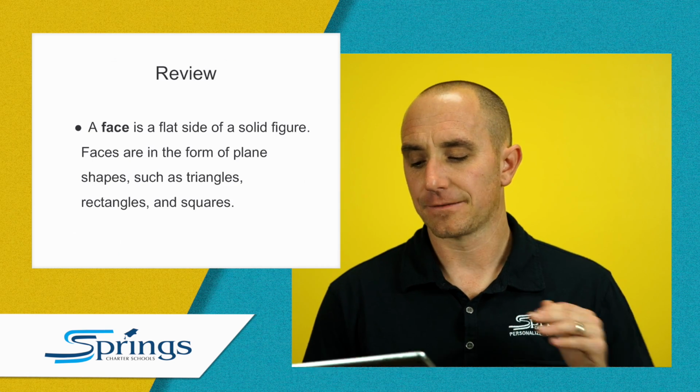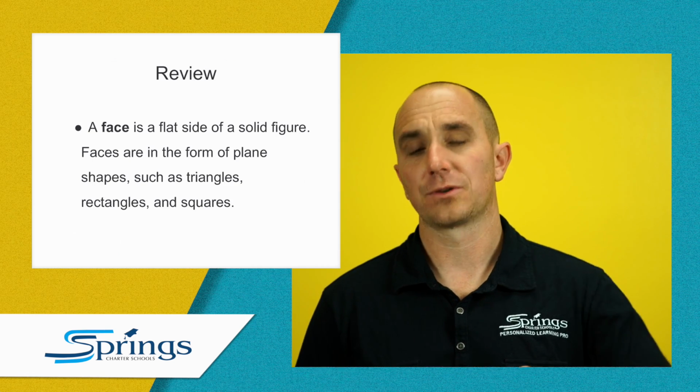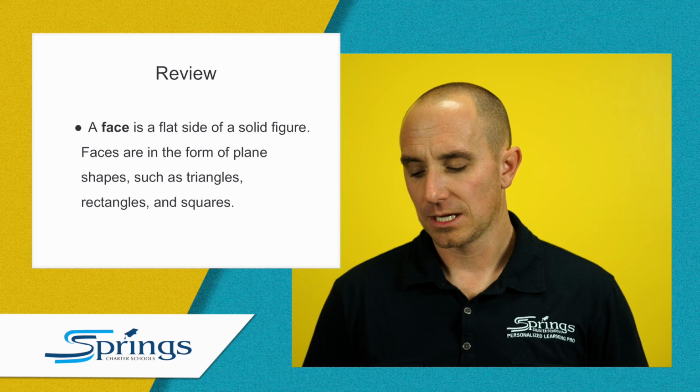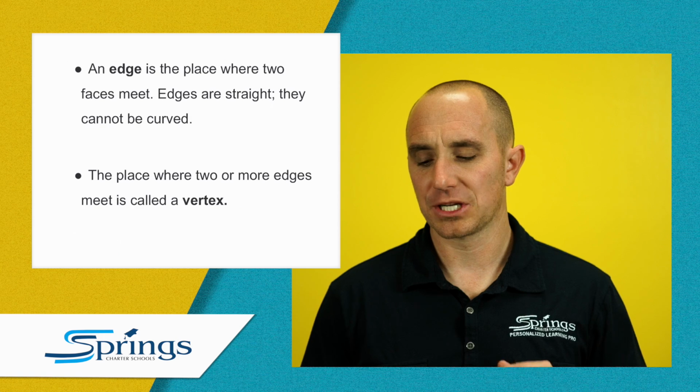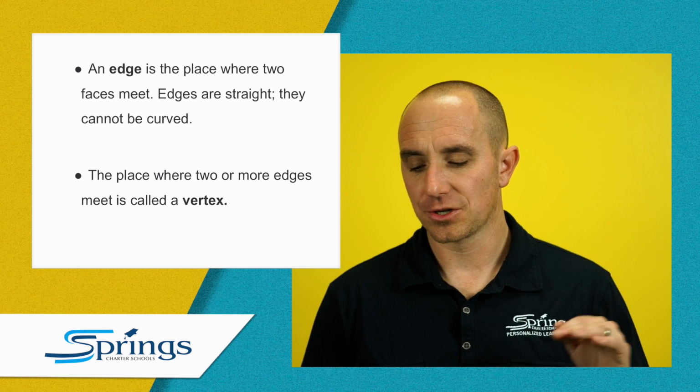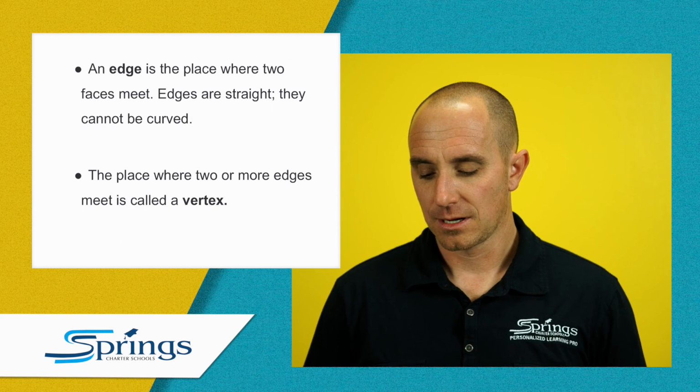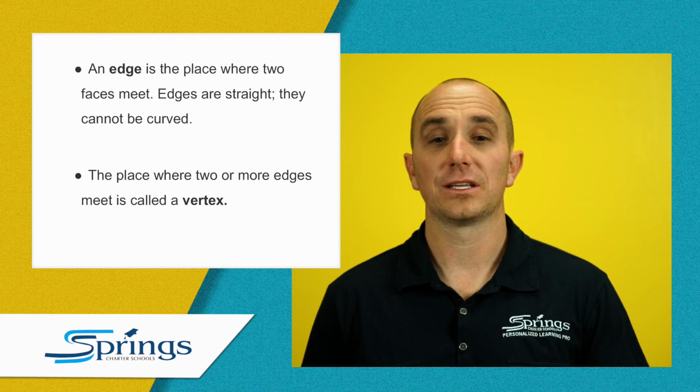Okay, so let's real quickly review and wrap up this first review. A face is a flat side of a solid figure. Faces are in the form of plane shapes, such as triangles, rectangles, and squares. An edge is a place where two faces meet. Edges are straight, they cannot be curved. And the place where two or more edges meet is called a vertex.